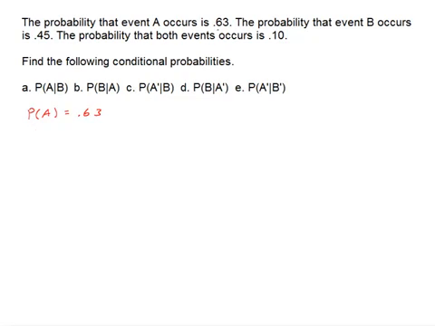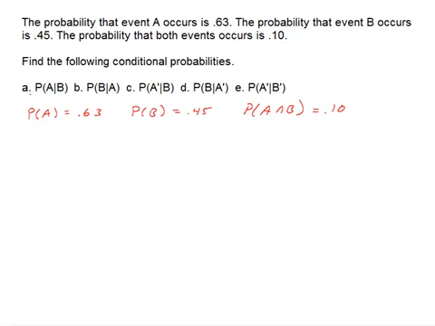So the probability of A is 0.63, the probability of B is 0.45, and the probability of A and B, A intersect B, that both events occur, was 0.10.